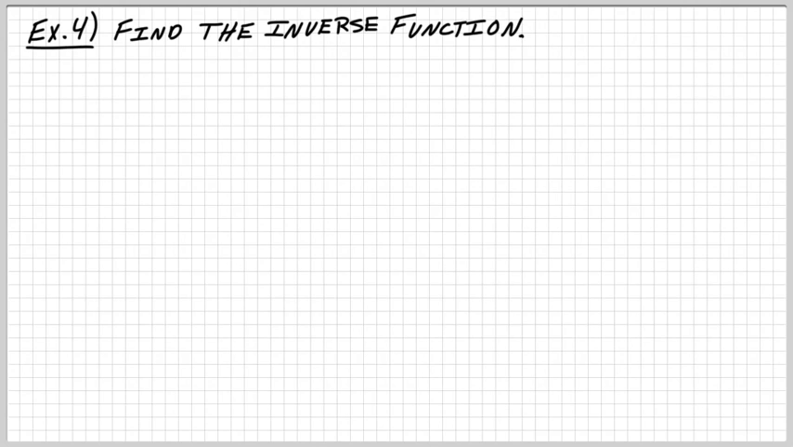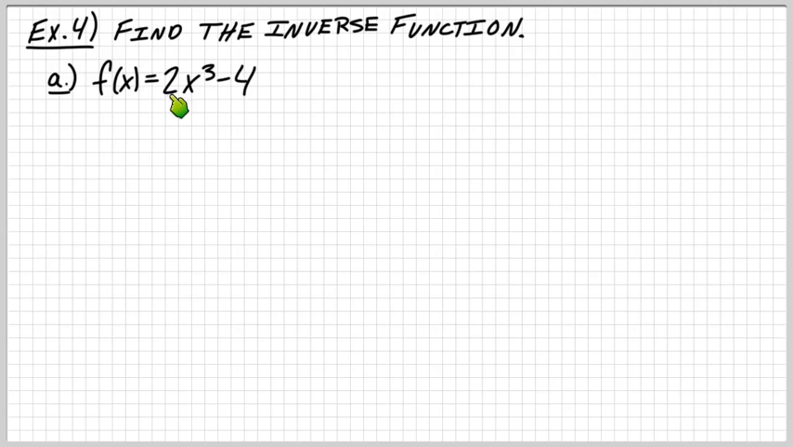All right, example 4. We're going to find the inverse function. What am I going to give you? I give you f of x equals 2x cubed minus 4. So that's the function. What's that function's inverse?